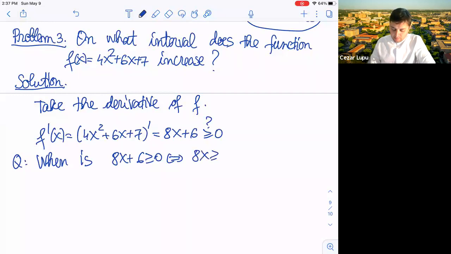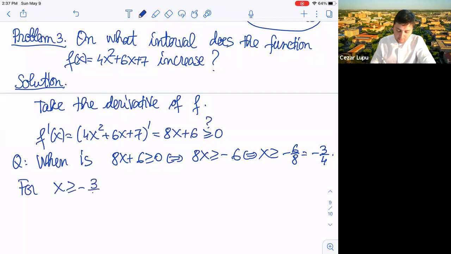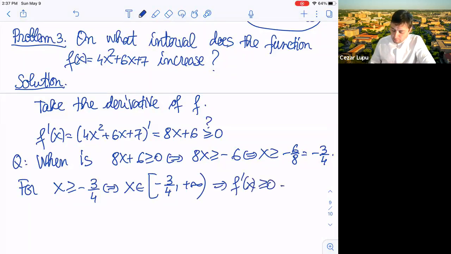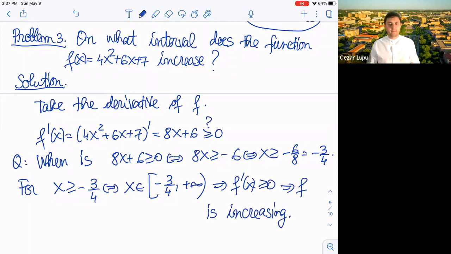This is equivalent to 8x greater than or equal to negative 6, or if you want, x is greater or equal than negative 6 over 8, which is negative 3 over 4. So for values of x greater or equal than negative 3 over 4, or equivalently, when x is in the interval negative 3/4 to infinity, it follows that f prime of x is non-negative. It follows that f is increasing or non-decreasing, depends. You can include zero, exclude zero, whatever. If you want to include zero in the derivative, you're going to have a closed interval on the left, right? If not, you'll have an open interval. But anyway, it's pretty standard, pretty easy.